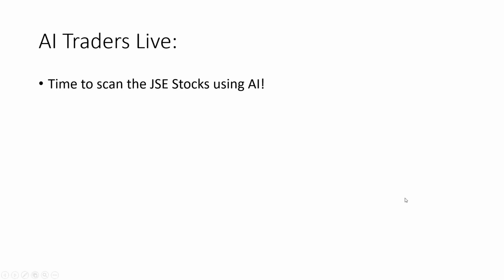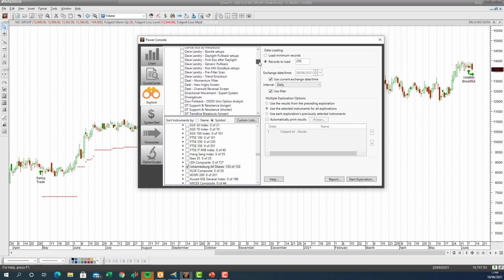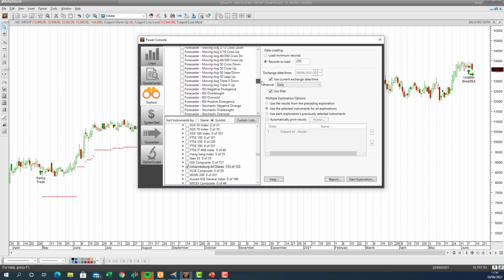So let's jump straight into the MetaStart platform, looking at the JSE stocks, using AI to find the next high probability trades. So I've got the MetaStart platform open. I've selected the Fulgent AI. You can see there's a ton of different trading strategies in the MetaStart platform, and these are all technical strategies that have been developed on the platform, but we're using the Fulgent AI. Got that one selected. I'm going to use the JSE All Shares. I've got 133 in the database that I have access to through the MetaStart platform.